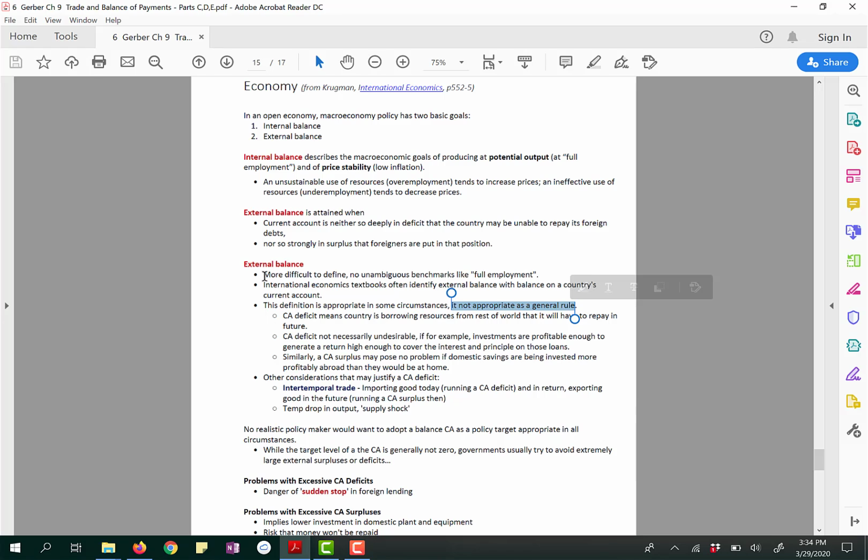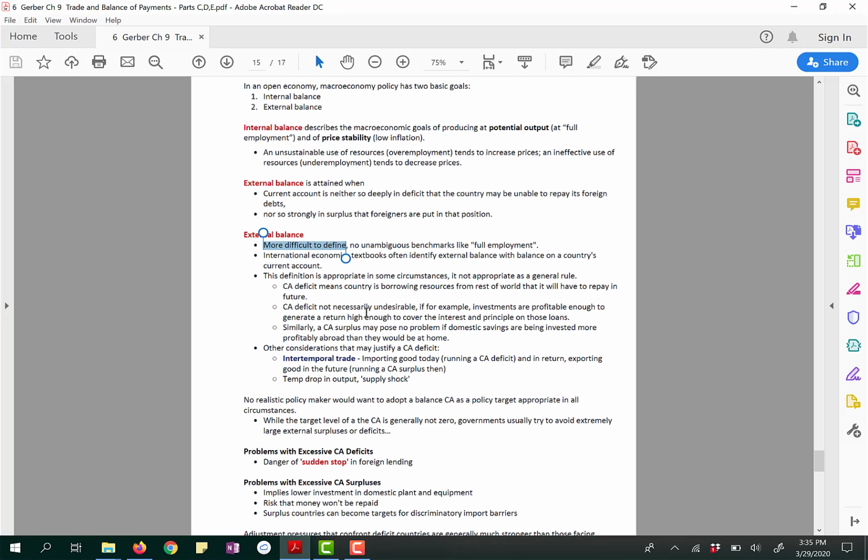Moreover, external balance is difficult to define with as much precision as we can define internal balance. There's no unambiguous benchmark like full employment that we use to define external imbalance. So it really depends on the circumstances. A current account deficit means the country is borrowing resources from the rest of the world that it will have to pay at some point in the future. But that's not necessarily an undesirable situation.